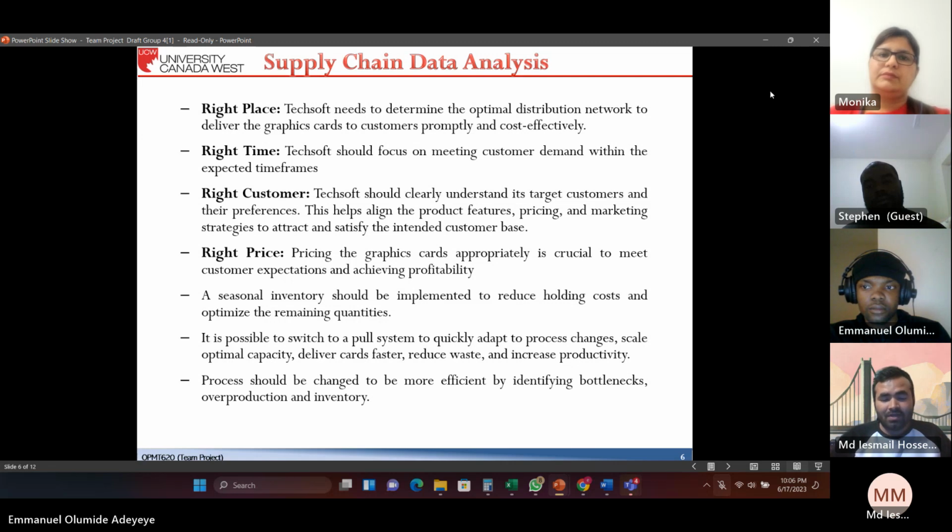So here are some more points on the right price. It is possible to switch to a pull system to quickly adapt to process changes, scale optimal capacity, deliver cards faster, reduce waste, and increase productivity. The process should be changed to be more efficient by identifying bottleneck, overproduction, and inventory. So that's all from my side.